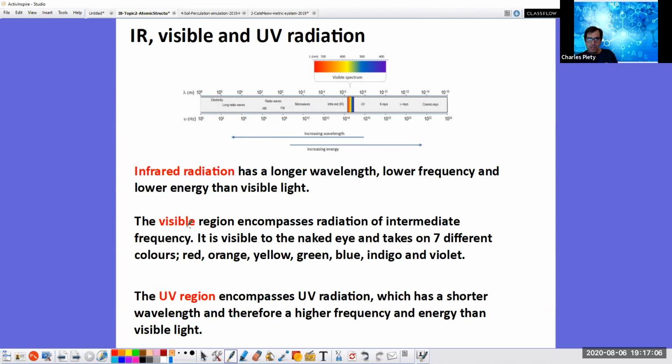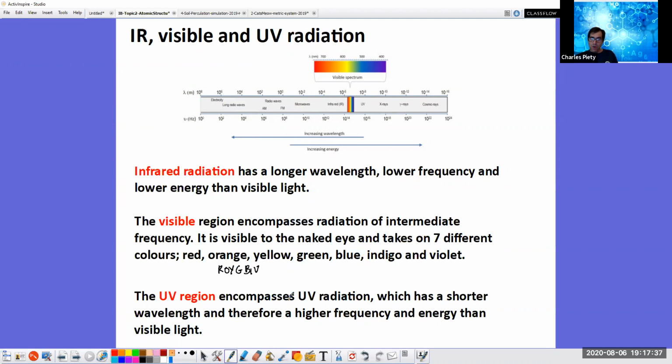That's a true statement. The visible region encompasses radiation of intermediate frequency. It's kind of not super high, not super low. It's visible to the naked eye and takes on 7 distinct colors unless you're colorblind. Red, orange, yellow, green, blue, indigo, violet. And I always learn this as ROY G. BIV. Red, orange, yellow, green, blue, indigo, violet.